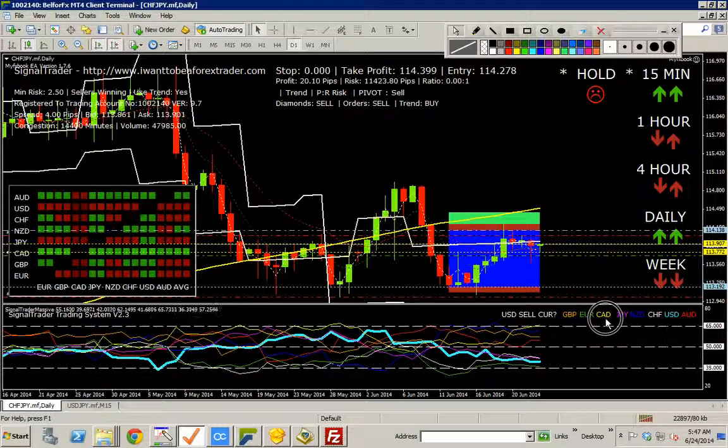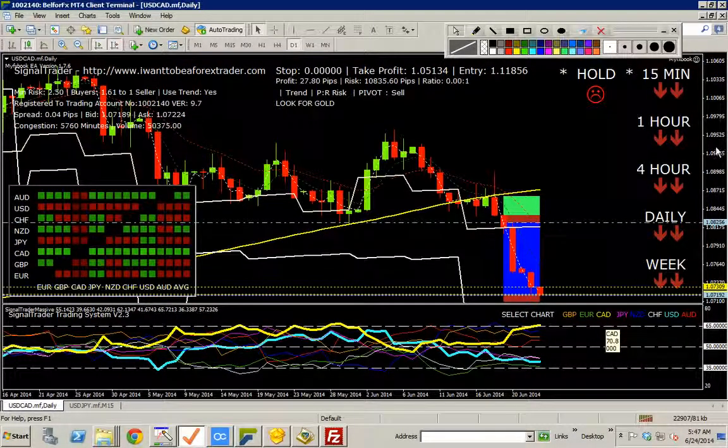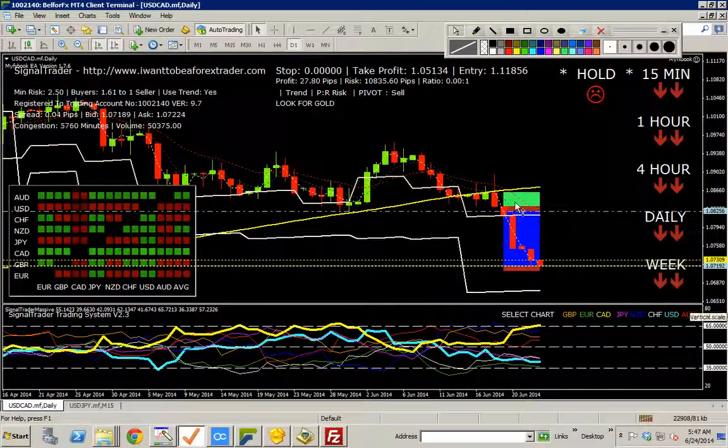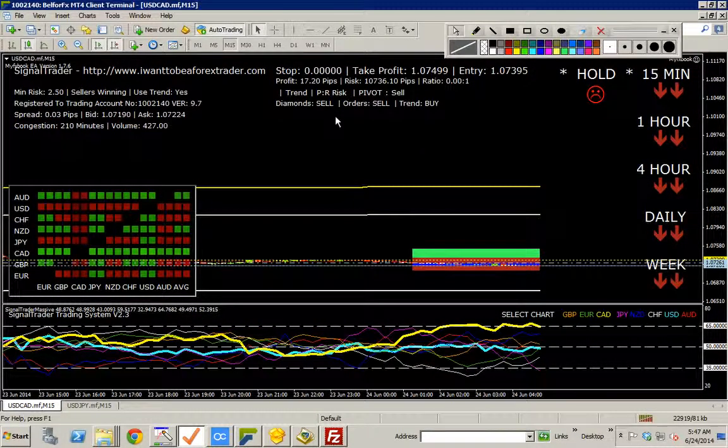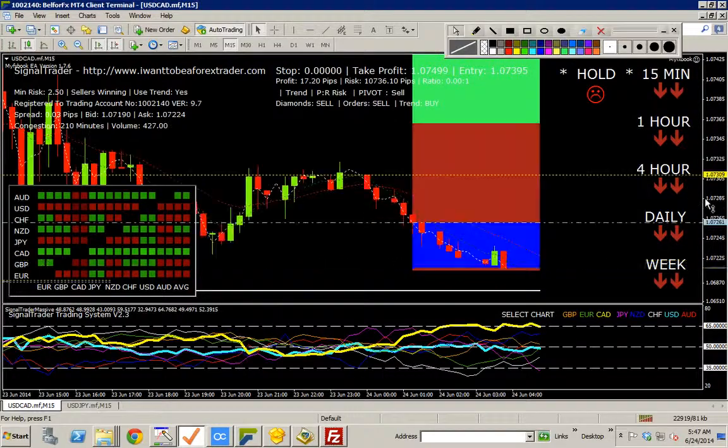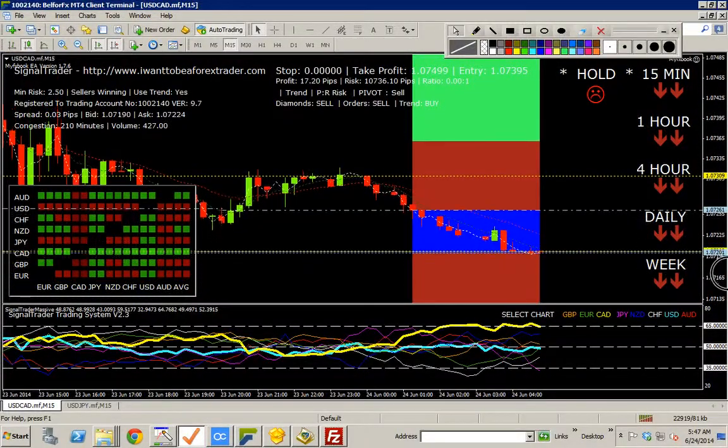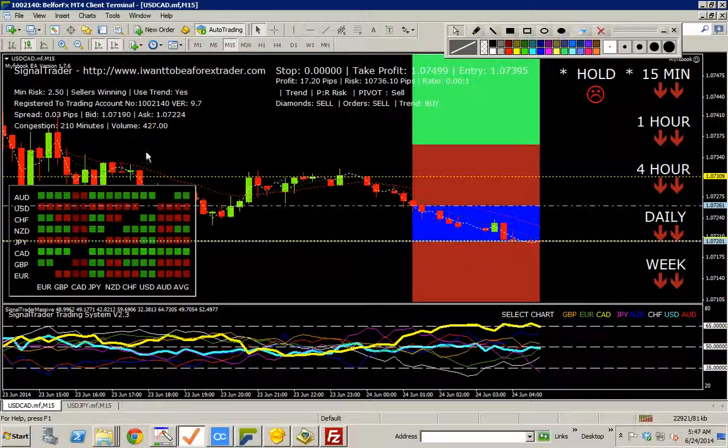Dollar CAD. Here you go, case in point. You can see that dollar CAD has been dropping for the last seven days or so, and everything's bearish on it. The 15-minute chart, let's just expand that so we can see it. Again, bearish, but it did the same thing yesterday.